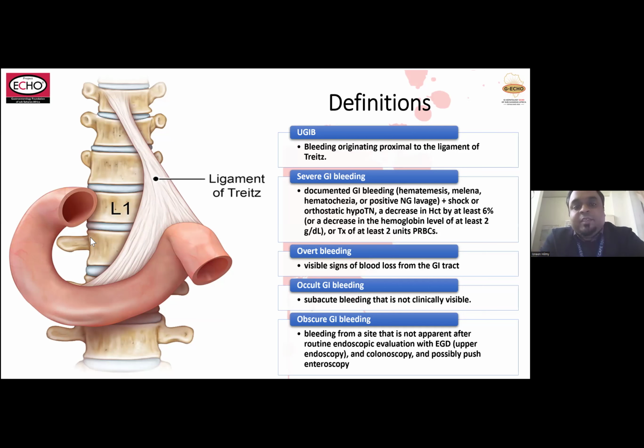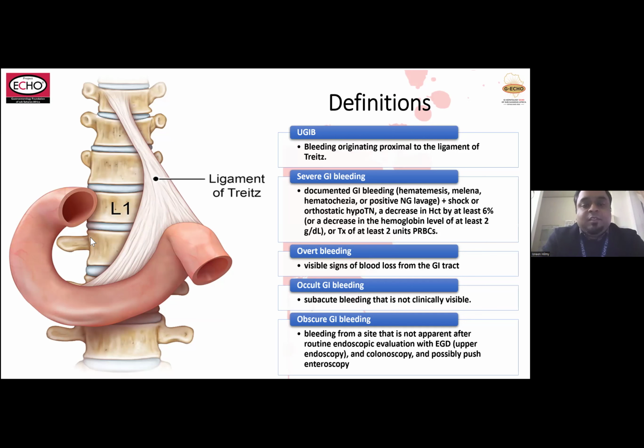And when we say severe GI bleed, it's basically documented GI bleed, which means the patient is having either hematemesis, melena, hematochezia, or a positive NG lavage, along with signs of volume depletion like shock or orthostatic hypotension, and decrease in hematocrit by at least 6%, or the need for at least 2 pints of blood transfusion.